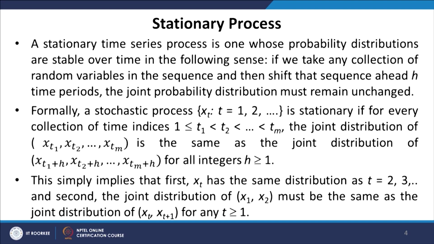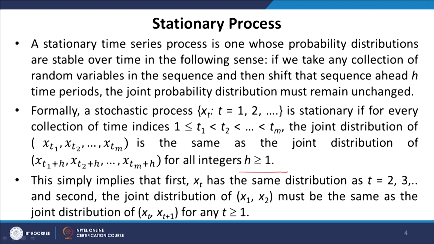Formally, a stochastic process x t, t equals 1 to T, is stationary if for every collection of time indices 1 less than or equal to t1 less than t2 and so on up to tm, the joint distribution of x t1, x t2, up to x tm is the same as the joint distribution of x t1 plus h, x t2 plus h, up to x tm plus h for all integers h greater than or equal to 1.